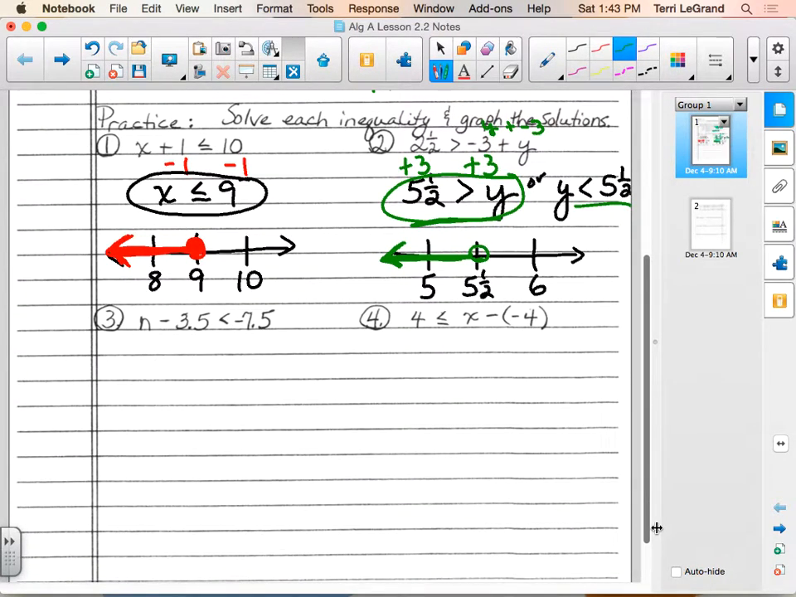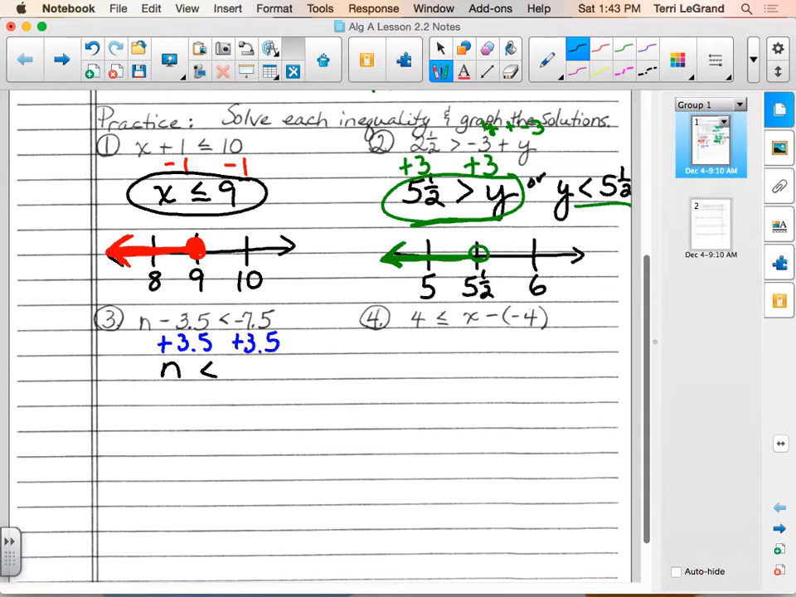Okay. Let's go on to number 3. N take away 3 5/10 is less than negative 7 5/10. So we need to undo subtracting 3 5/10, so we will add 3 5/10 to both sides. Okay, and again, we try to work without a calculator. N is now by itself, less than negative 7 5/10.